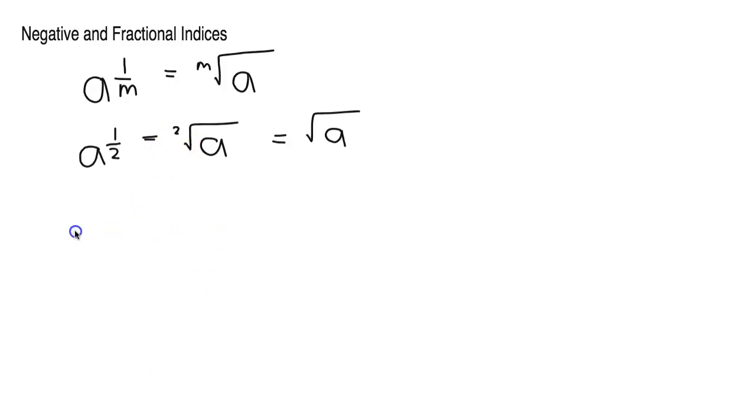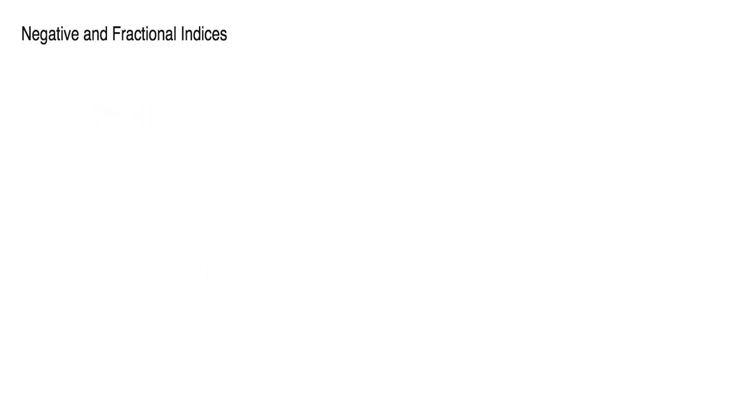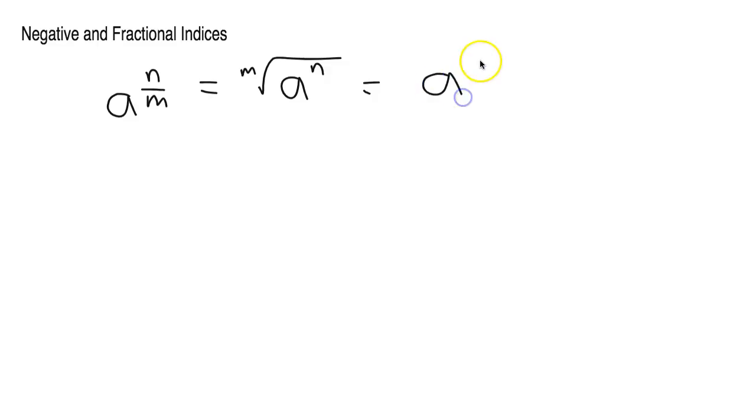So if we had something like a to the quarter, in the same way we call this a to the 4th root. Now an extension of that first rule, we could write something like this: a to the power of n over m is the same as a to the n to the mth root. And there's actually another way we could write that. So that would also be a to the 1 over m to the power of n.